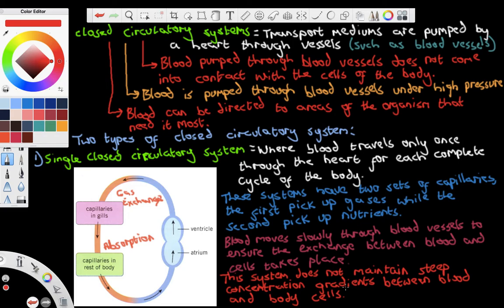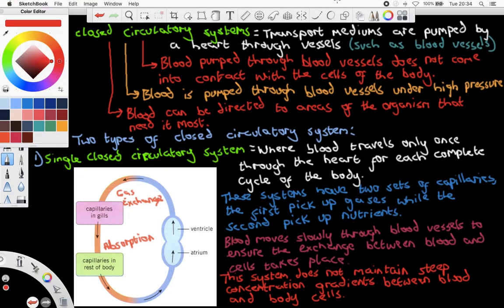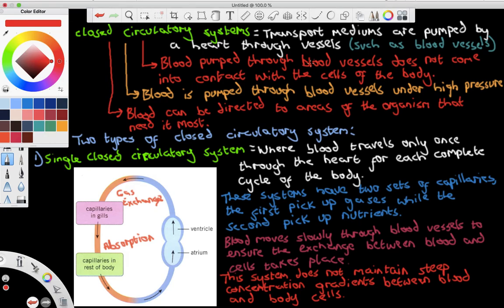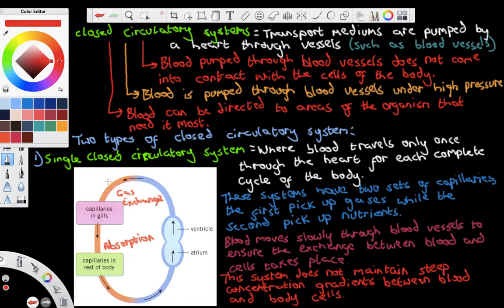Okay, so a closed circulatory system is one where a transport medium pumps blood from a heart through blood vessels. Blood is pumped through blood vessels and does not come into contact with cells of the body. They are separated by a wall of a blood vessel. Blood is pumped through the blood vessels under high pressure, and blood can be directed to areas of the organism that need it the most. There are two types of closed circulatory system. We've got a single closed circulatory system where blood travels only once through the heart for each complete cycle of the body. An example of this would be in a fish.